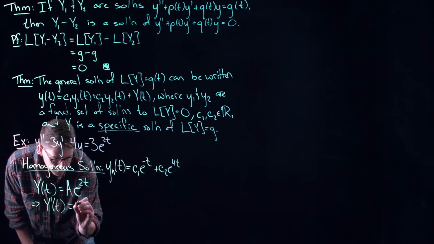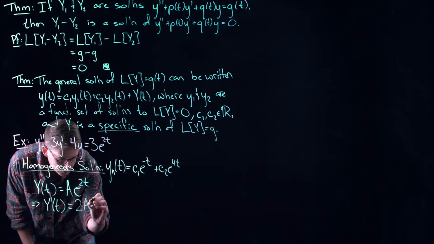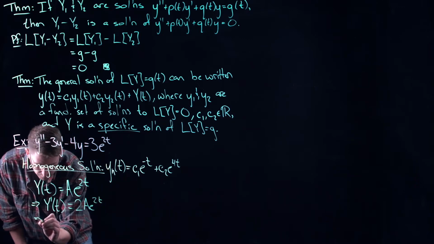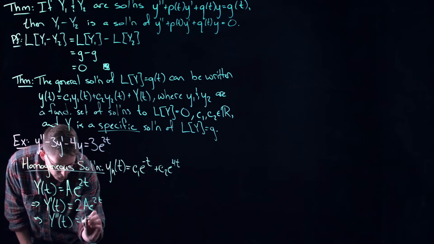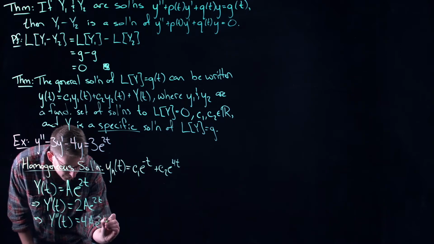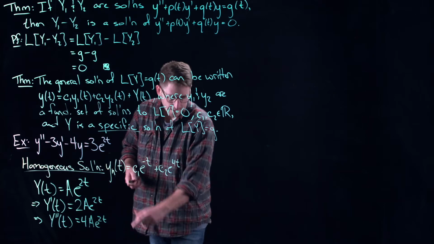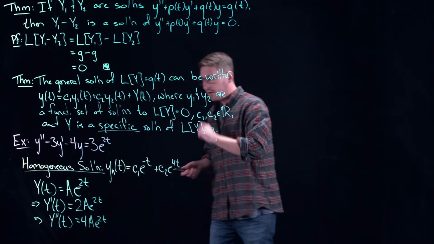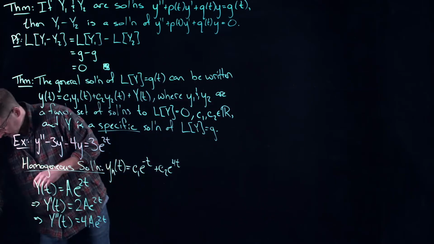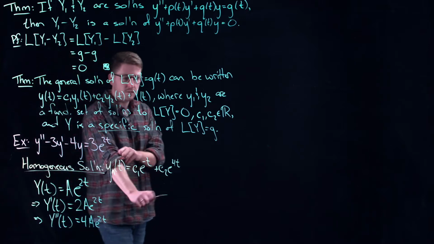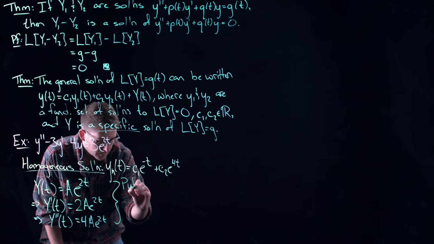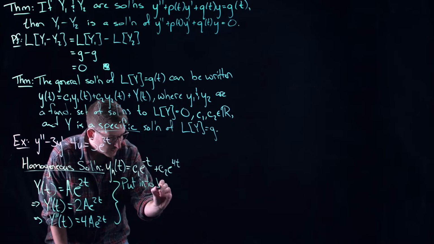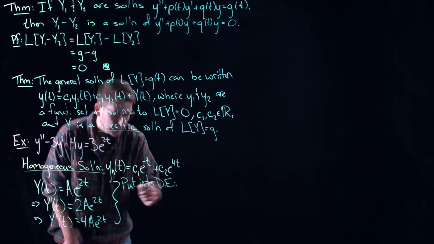is compute some derivatives. So y prime is 2a e to the 2t, and similarly, y double prime of t is equal to 4a e to the 2t. Now that I have identified what these derivatives are, we can go ahead and toss them into the differential equation. So let's put into the differential equation, DE.